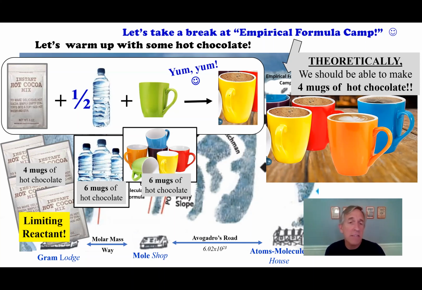So that makes my packets of hot cocoa the limiting reactant in this problem, and it makes the water and the mugs that I have up at the camp the reactants in excess. Try not to make anything harder than it looks just because all of a sudden it becomes chemical.